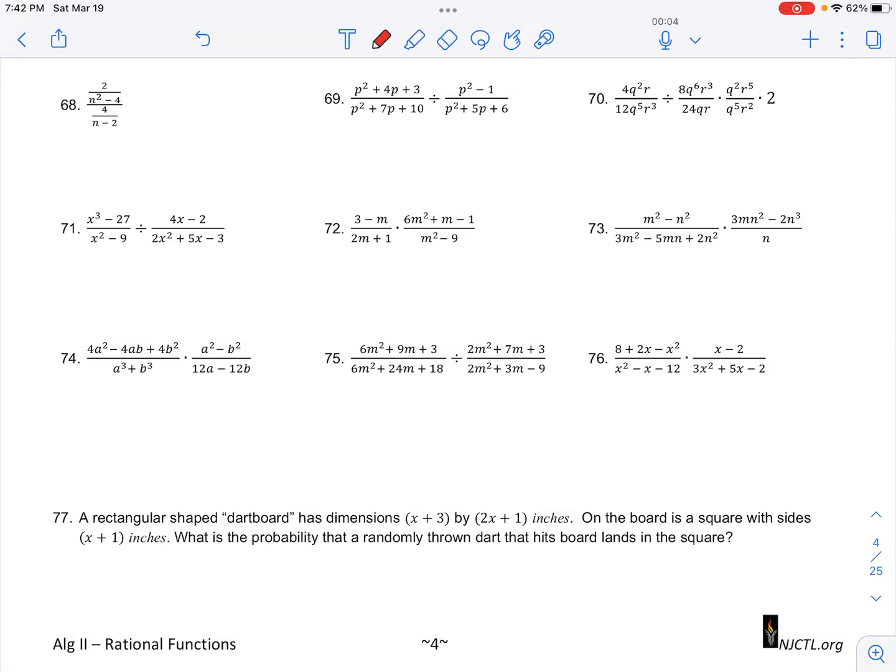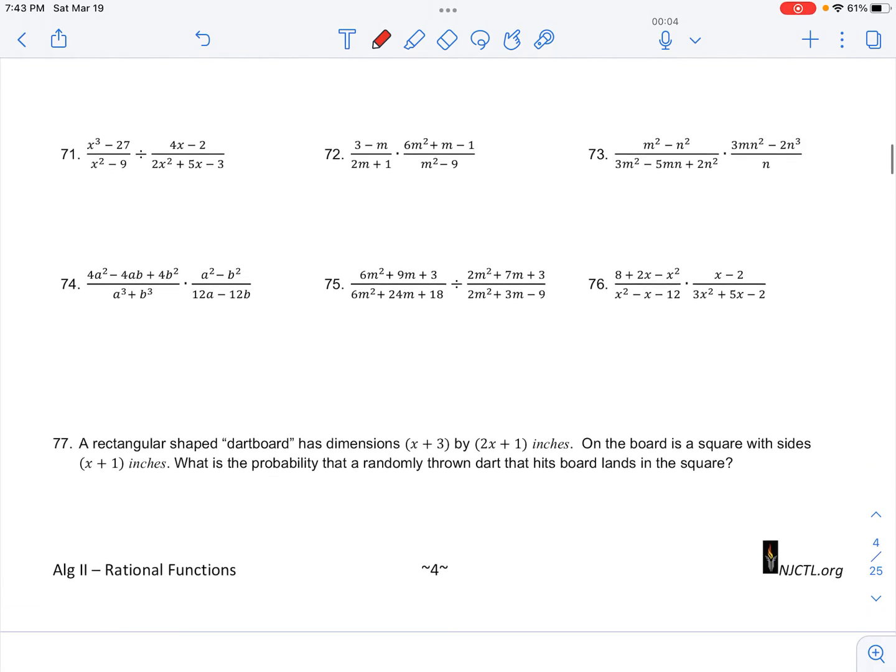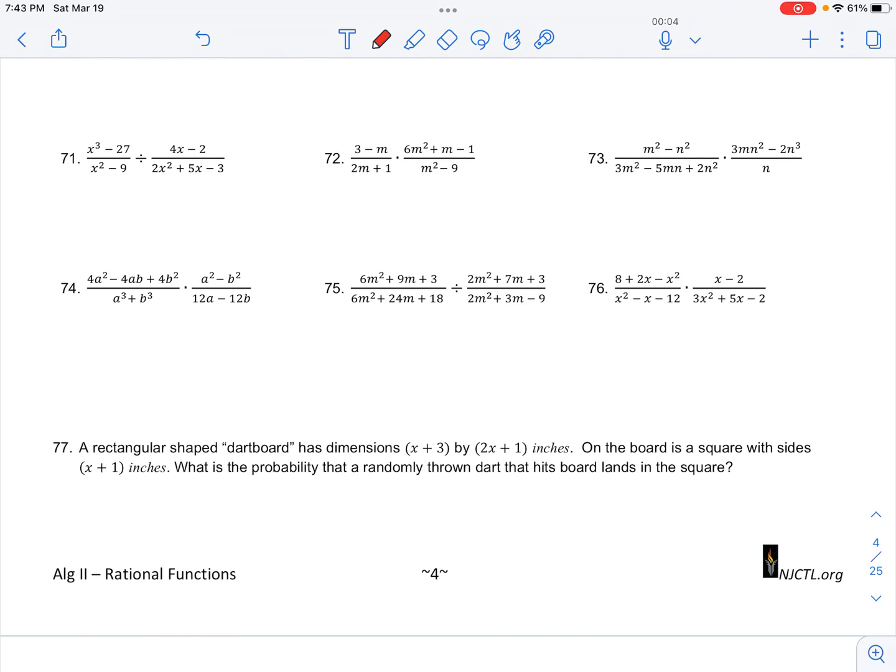Number 75 in your classwork, for multiplying and dividing by rational expressions, we want to answer in simplest form possible. So we're going to factor a little bit. Going from the numerator here, we're going to pull out a greatest common factor of 3. So we're left with 2m squared plus 3m plus 1. Then we can factor this further.